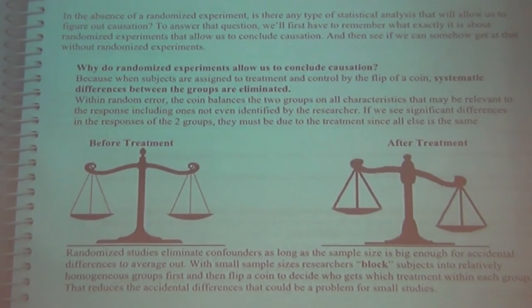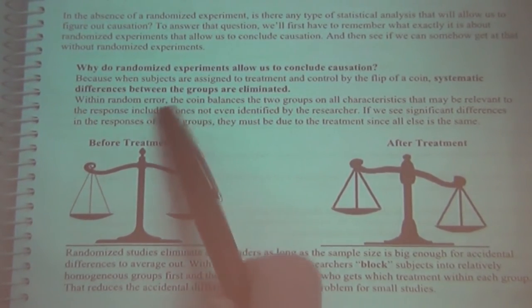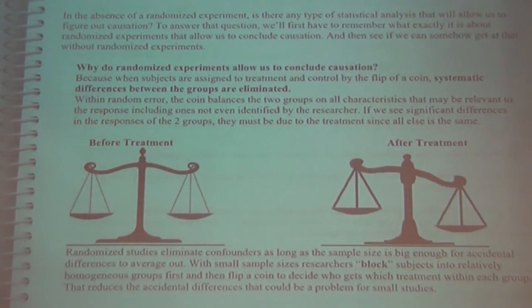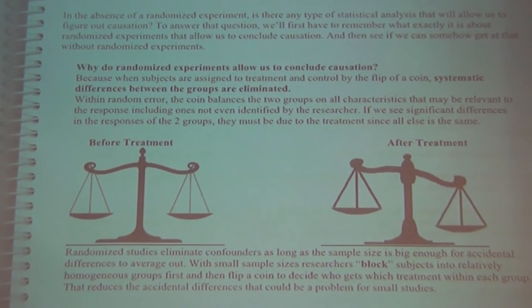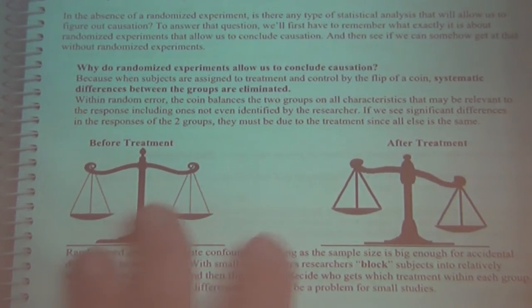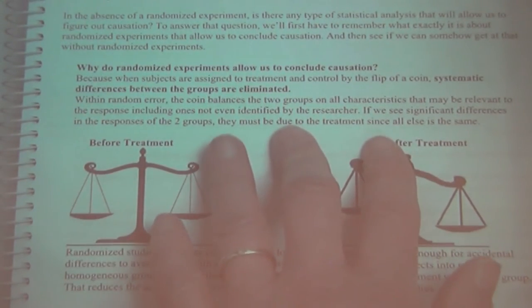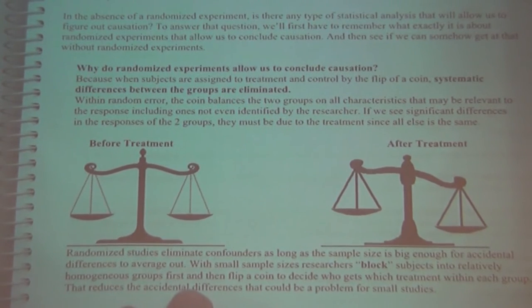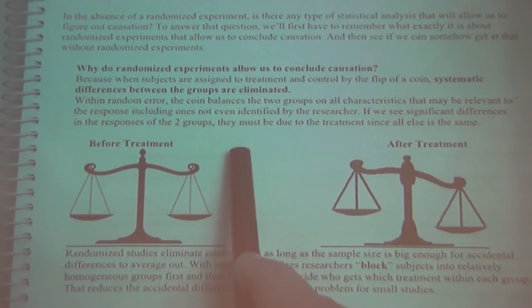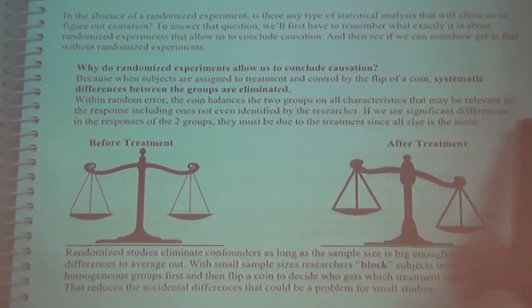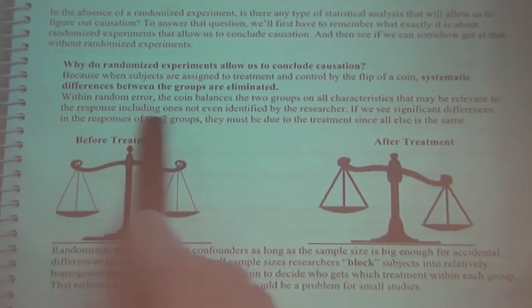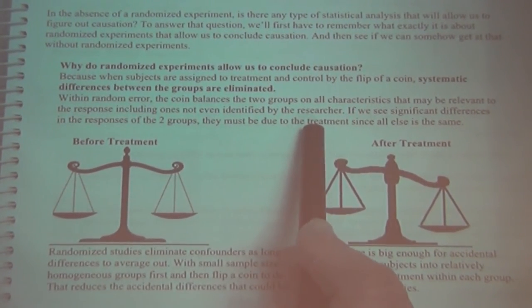All right? So with random assignment, you'd think, okay, how would a flip of a coin match up the two groups? That's crazy. Why leave it up to chance? Well, the idea is that if your sample size is big enough, random errors average out, so there are no systematic biases. Okay? Think of flipping a coin many times. Within random error, the coin balances the two groups on all characteristics that may be relevant to the response, including ones not even identified by the researcher. Okay?